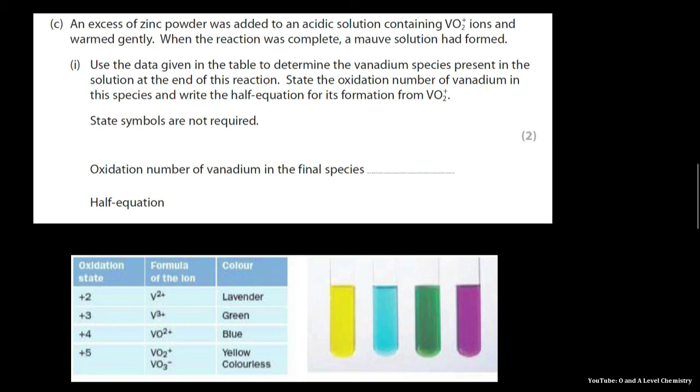So you added zinc powder and you formed a mauve solution.